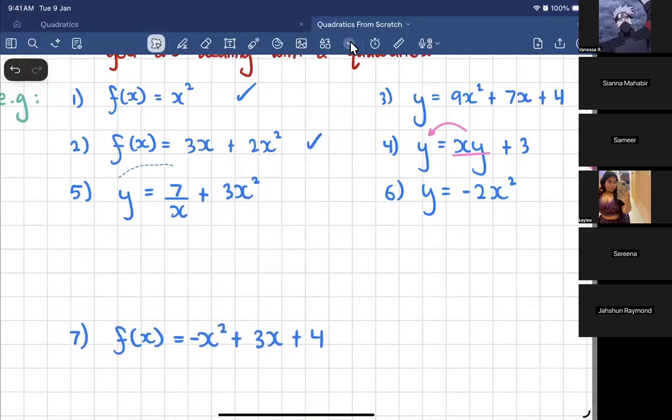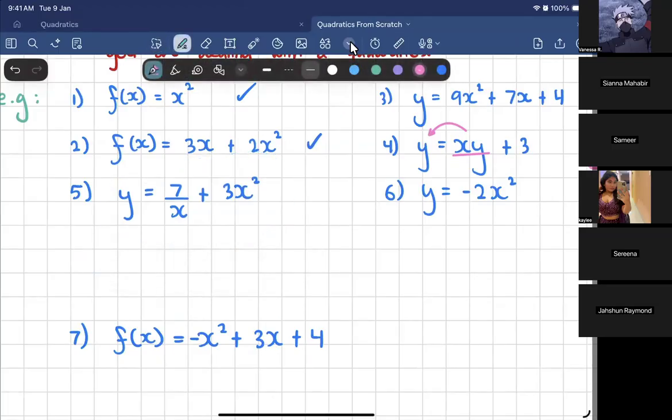Jelani, do you know why this is not quadratic? Tell me, Jelani. You're doing additional maths, right? If you wanted to find the roots for this, you'd put the y value equal to 0, because the roots occur when y is 0, at the x-intercepts. So you would say 0 is equal to 7 over x plus 3x squared. Now, to get rid of the fraction, you'd multiply by x on both sides.